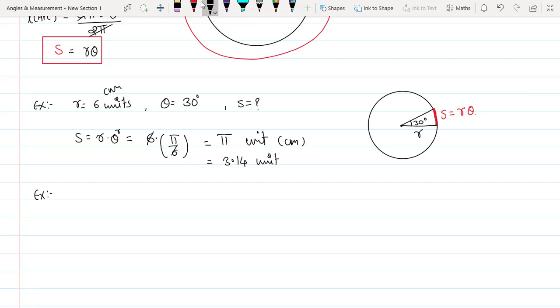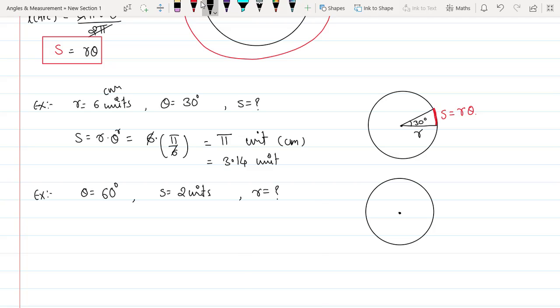Next is an example. Suppose I have theta subtended at the center as 60 degrees and the arc length is, suppose, 2 units. Okay, arc length I have 2 units. Can you give me the radius of the circle? Of course. Now in this case, what will the figure be?